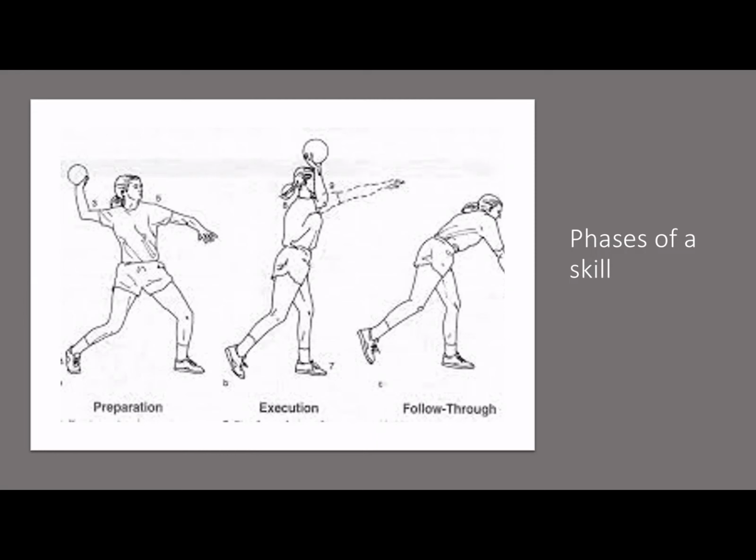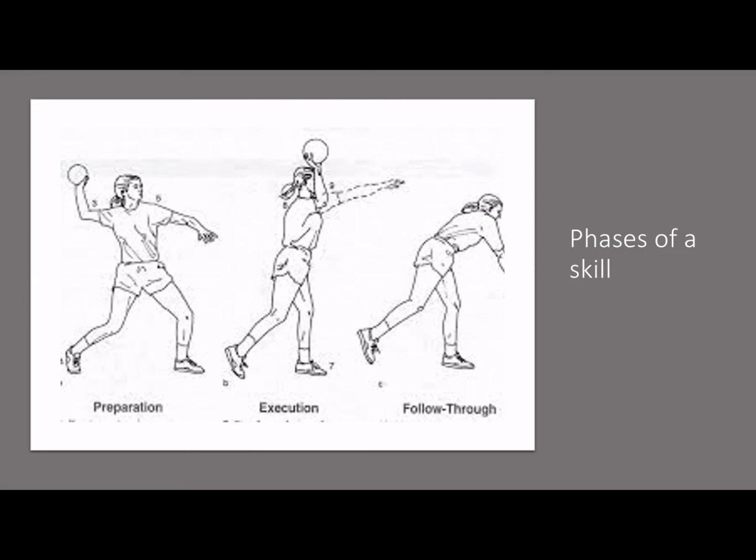Phases of a skill. A skill is the ability to perform an action. This may be a serve in tennis or a sweep in hockey. In all of these skills, there are different phases. The three main phases are preparation, execution, and recovery.